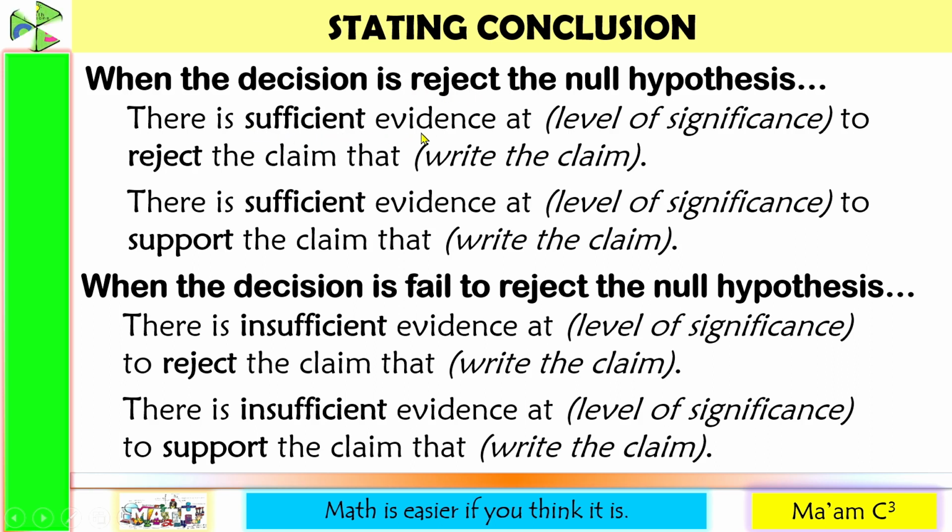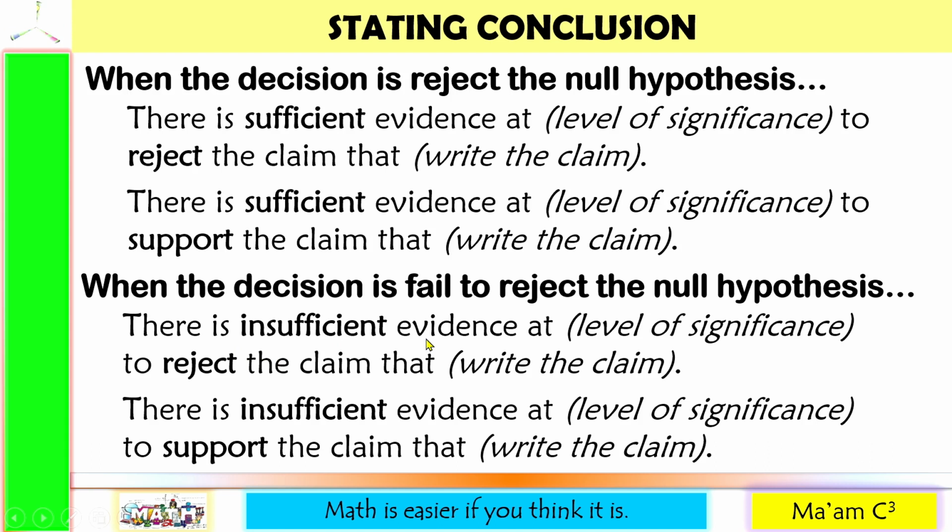There is sufficient evidence at, let us say, 0.05 level of significance to reject the claim that, let us say, the claim is that men prefer engineering courses than women. Or you may say there is sufficient evidence at 0.05 level of significance to support the claim that men prefer engineering courses than women. When the decision is fail to reject the null hypothesis, the word that you are going to use is insufficient.